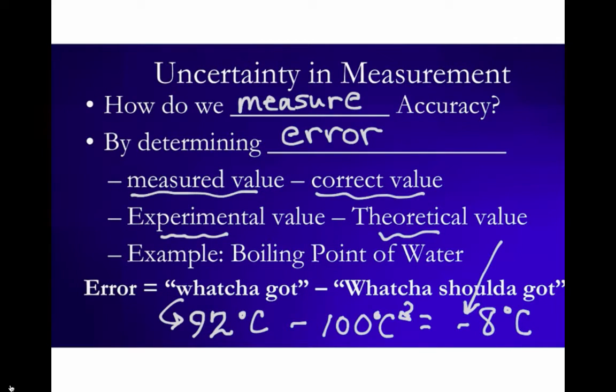So it's important that we do this in the right order. What you got minus what you should have got, not the other way around. Otherwise, you wouldn't be able to see that it's below the true value. That's what that negative sign is for.